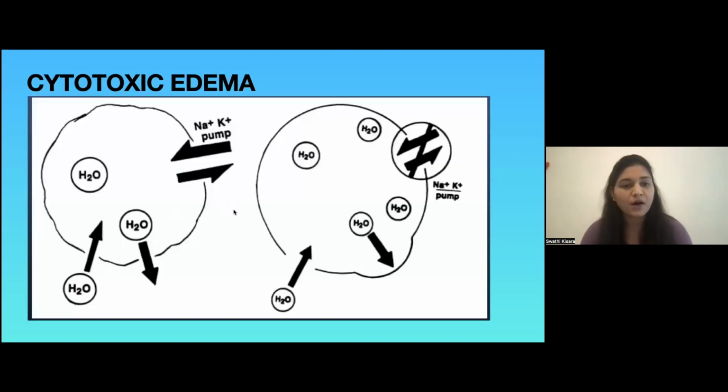So this is a picture showing a neuron. This is the glial cell membrane with sodium potassium pumps. This is how a normal cell looks. Whereas in ischemic stroke, the sodium potassium pump gets destroyed, and there is increased ionic concentration of sodium and calcium, because of which water enters the intracellular space and causes swelling of the cells.